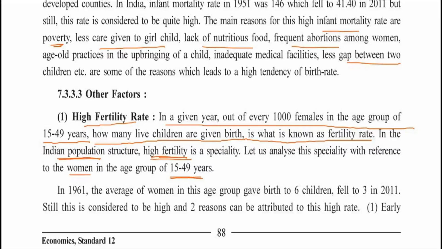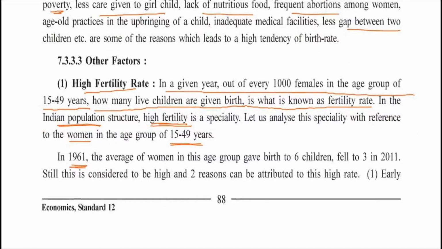in India. In 1961, the average woman in this age group gave birth to 6 children. See, same as what Nigeria is facing right now. In 2011, it is 3 children. So the average woman in India is giving birth to 3 children in her lifespan. Right? In 2011, it is still high, and there are 2 reasons for this high fertility rate.